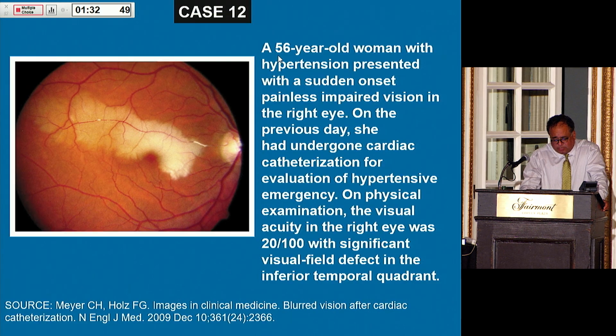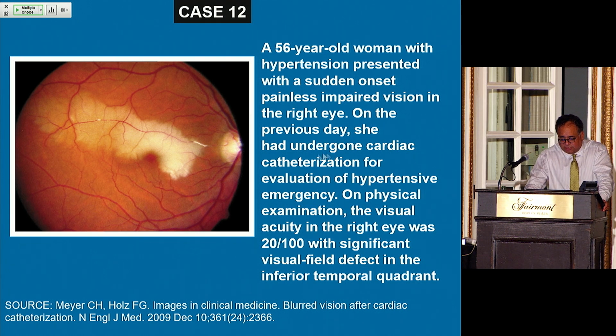Case 12, this is a 56-year-old woman with hypertension, sudden onset of painless impaired vision in the right eye. This is what you see in the right eye after you've been consulted for her clinical features. She'd undergone a cardiac catheterization for evaluation of hypertensive emergency. On physical examination, the visual acuity in the right eye was 20/100 with significant visual field defects in the inferior temporal quadrant. What do you think this is?